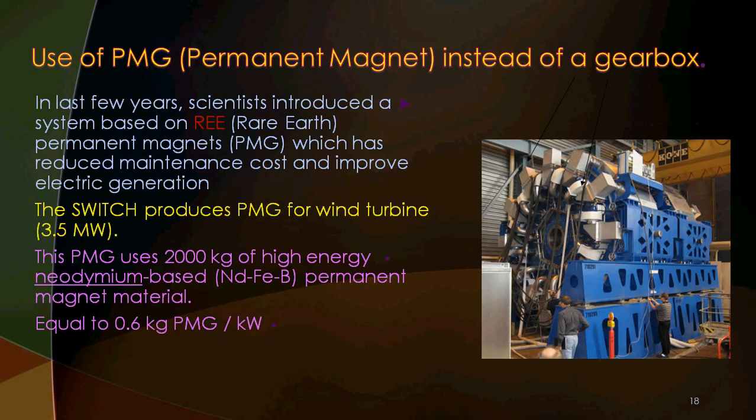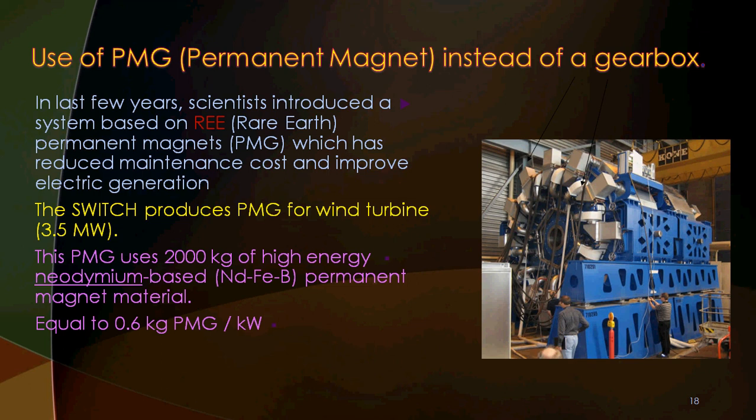Use of PMG. PMG is permanent magnets instead of a gearbox. In the last few years, scientists introduced a system based on rare earth permanent magnets. Before, what was used? It was a gearbox. So, rare earth permanent magnets have reduced the maintenance cost and improved the electric generation.